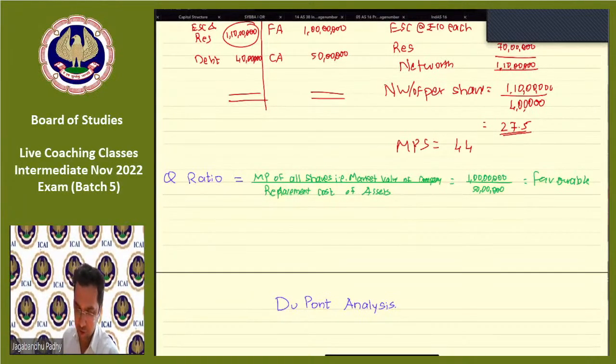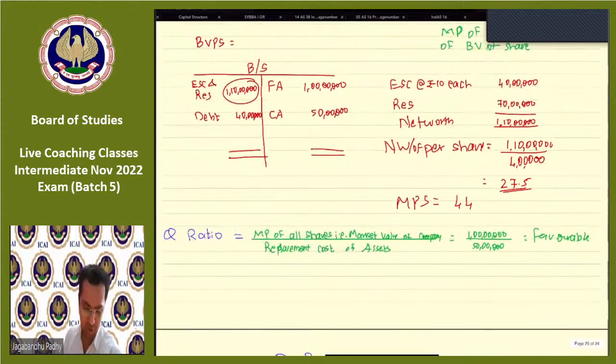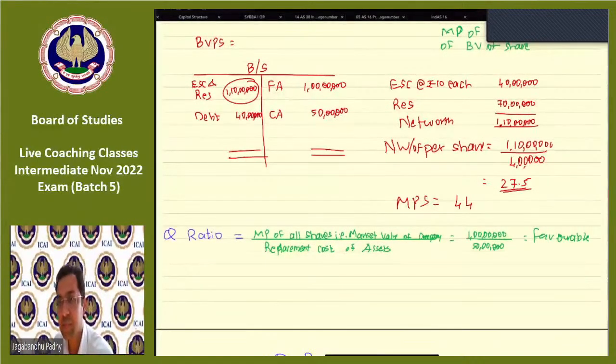It's not higher cost. This is the value of the company. 1 crore is the value of the company, and 50 lakh is the replacement cost of the company. Mancha, these ratios are not applicable to unlisted companies.